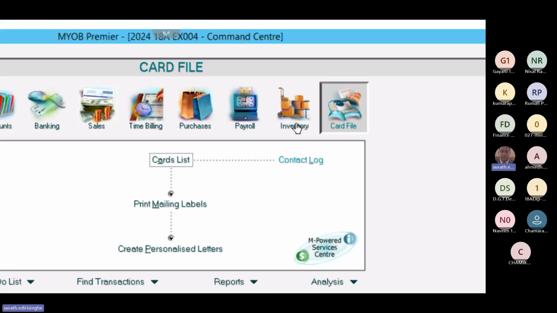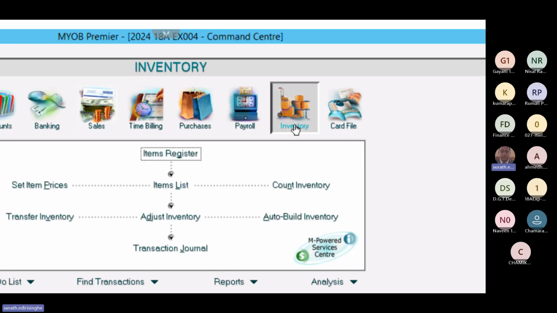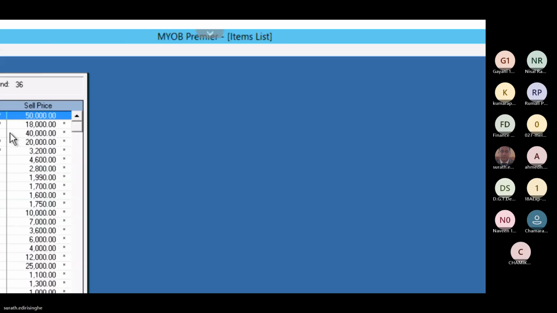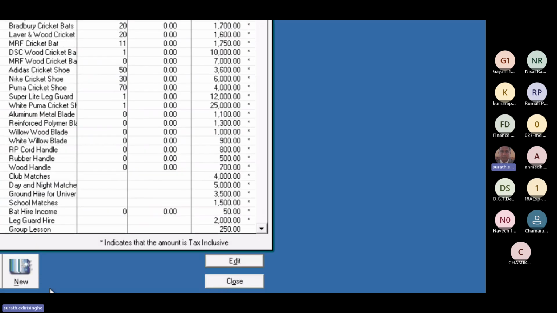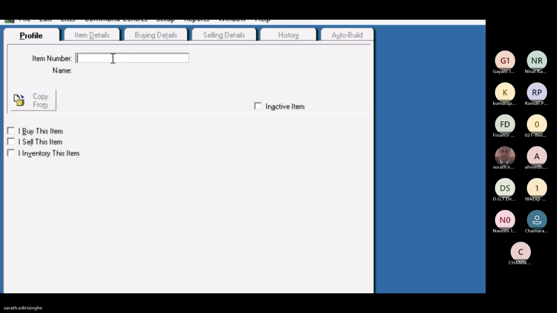Right. First I create the inventory item. The item called new inventory item, bat tire. Not the earlier bat tire, bat tire 02. Earlier we also have an inventory item called bat tire. Sorry, bat tire 2.